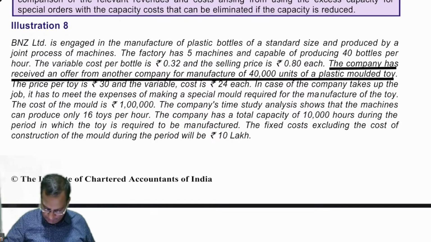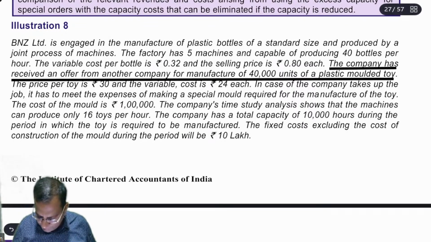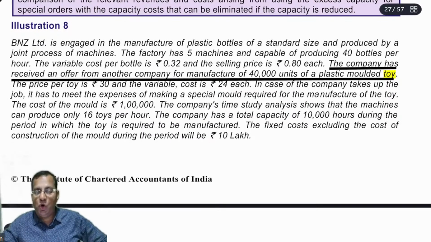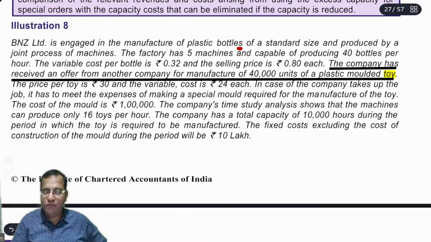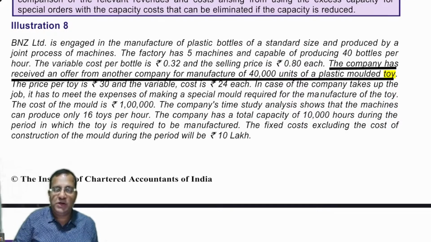Okay, Bhaumik. So the most important word is this one: toy. We have received the order of a toy while the product we are manufacturing is bottles. The order we have received is related to a plastic toy while the current product is a plastic bottle. So altogether a new product is required to be manufactured by us if we accept this order of 40,000 units.